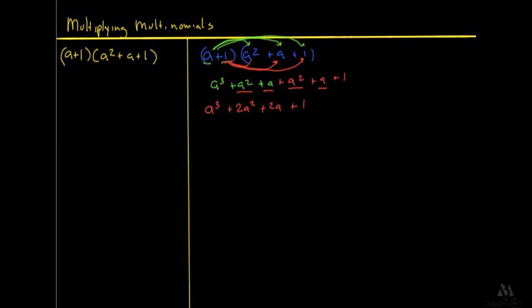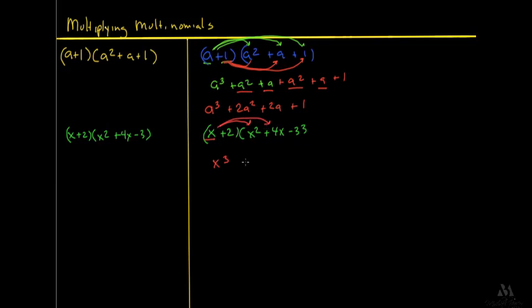Let's do this one: x plus 2 times x squared plus 4x minus 3. So x plus 2 times x squared plus 4x minus 3. We'll use the same approach we did last time. We're going to take the first term and multiply it times all the others, and then come back and get the second term. So x times x squared is going to be x cubed.